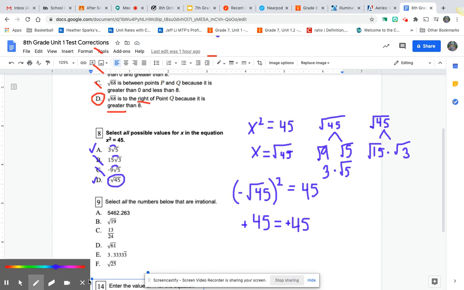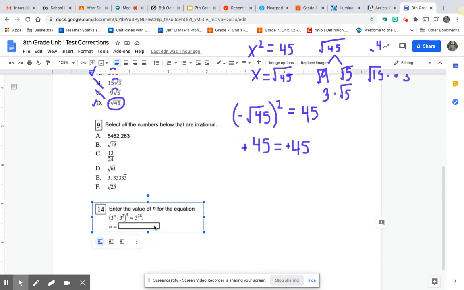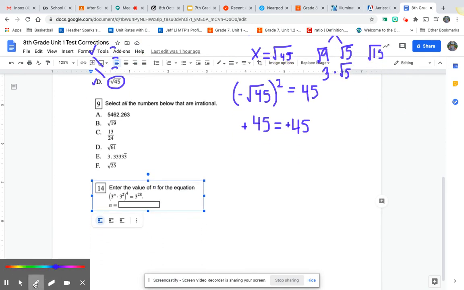Make sure that you guys work through the problem that comes afterwards. You need to get 100% on everything in order to get full credit. All right, let's scroll down to number 9. All right, select all the numbers that are irrational from this list.